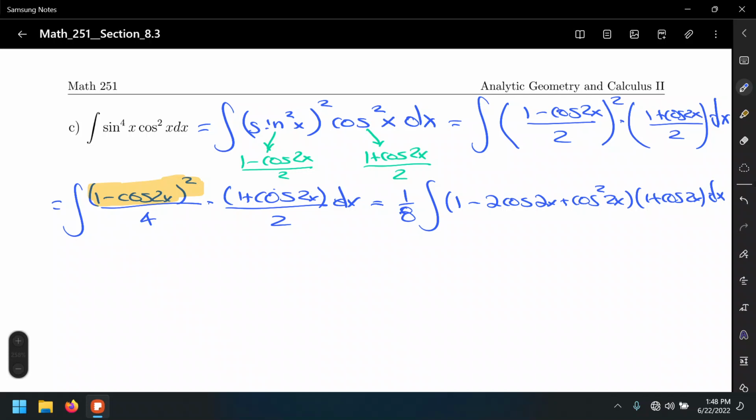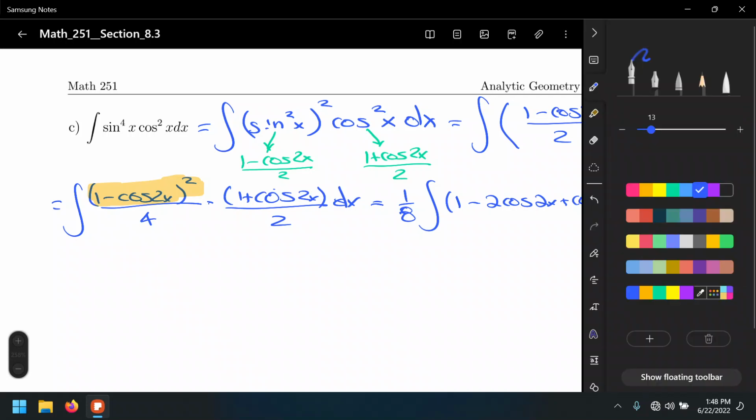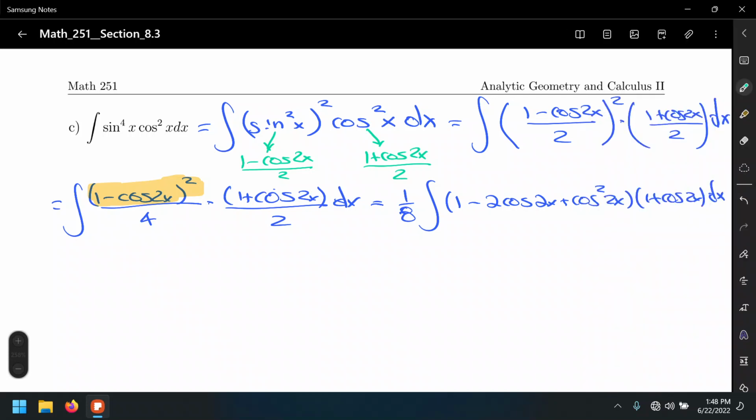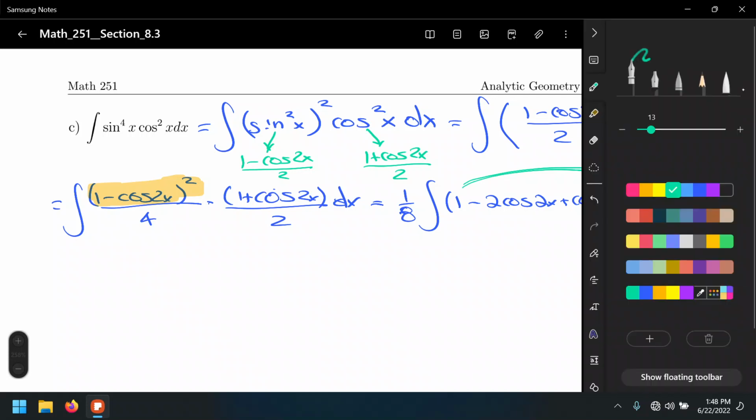Alright, so what are we going to do from here? Yes, this one is going to take a good minute to simplify because, in this case, we will have to FOIL the whole thing. Let's do 2 at a time. 1 times 1 and 1 times cosine 2x. That's going to give us the following result.